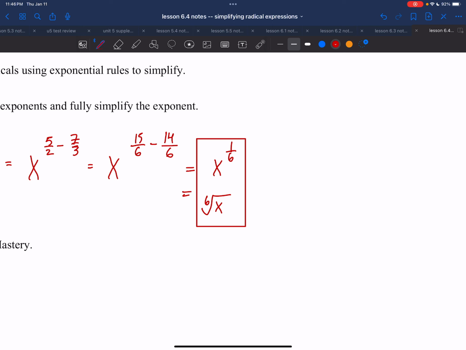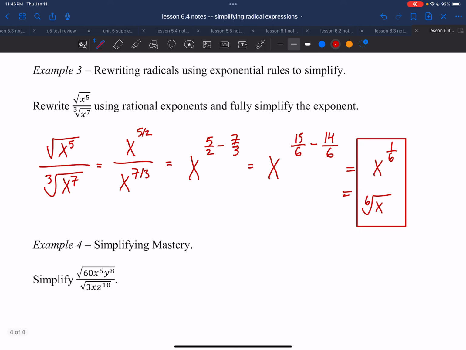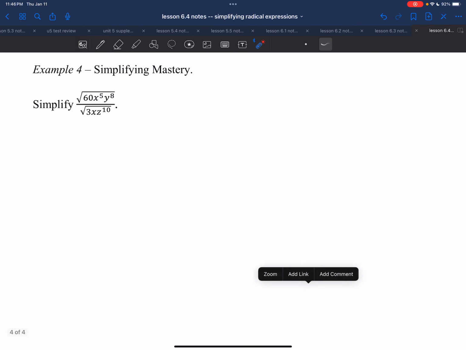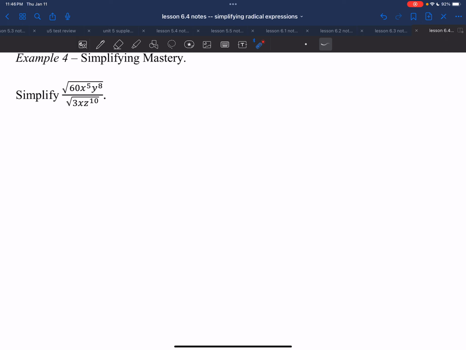Yeah? That's the answer. So that's kind of nice, right? This ugly looking thing simplifies to the sixth root of x. Not so bad. Cool. Okay, last but not least, example four, simplifying mastery.